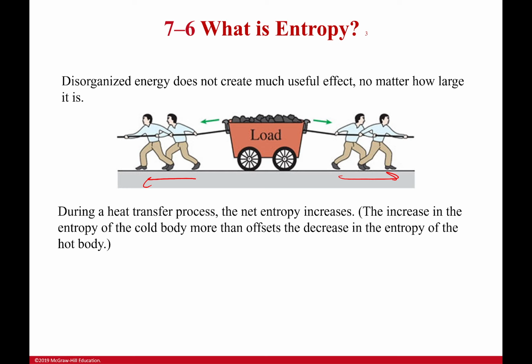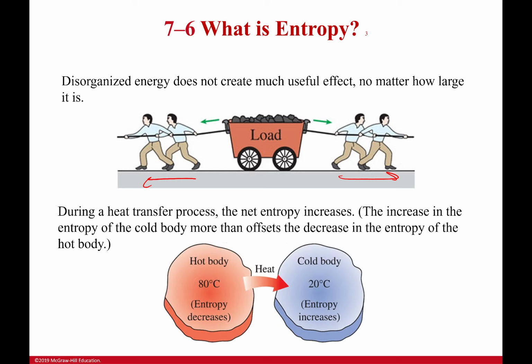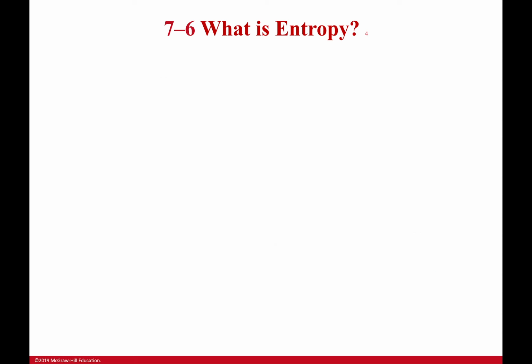Okay? So when I have a heat transfer process, hot to cold, the energy is going from more useful, which is the hot body, to a cold body. And so the one that's getting hotter, entropy is increasing. The one that's getting colder, entropy is decreasing. But I'll tell you this. The delta S, the change in entropy for the hot body and the change in entropy for the cold body, if I add those together, they're always going to be more than 0. You're always going to create entropy through any process.